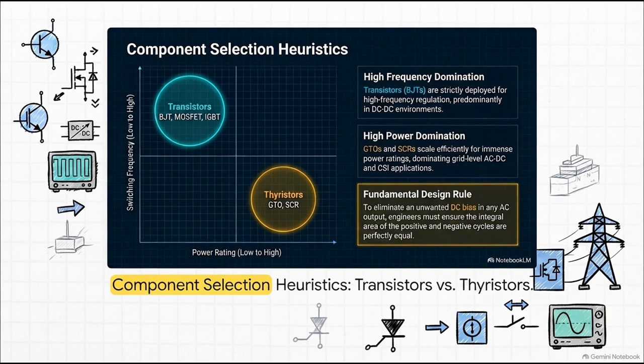They're your go-to for high-frequency regulation, mostly in DC-DC environments where the voltage requirements are minimal, but switching speed is absolutely everything. In contrast, thyristors like SCRs and GTOs sit way down in the bottom right. They scale up incredibly efficiently for immense grid-level power ratings, totally dominating heavy AC/DC and CSI applications where those native blocking states are structurally required.